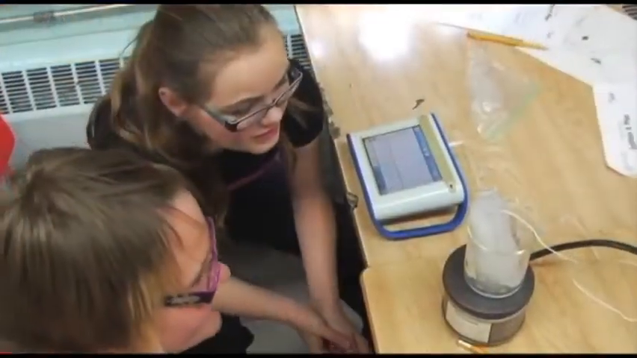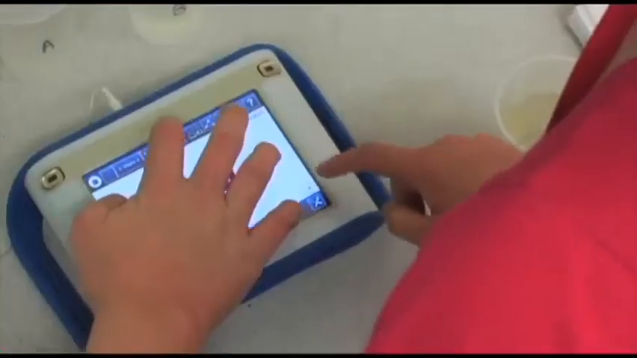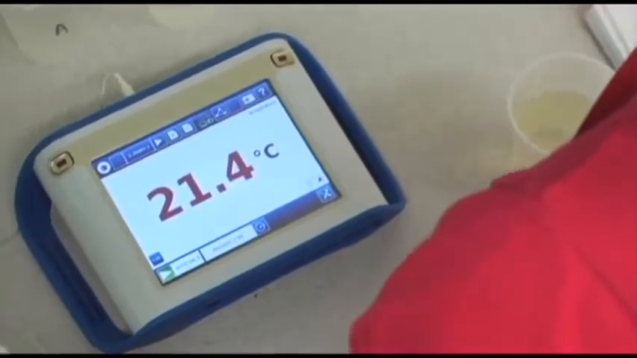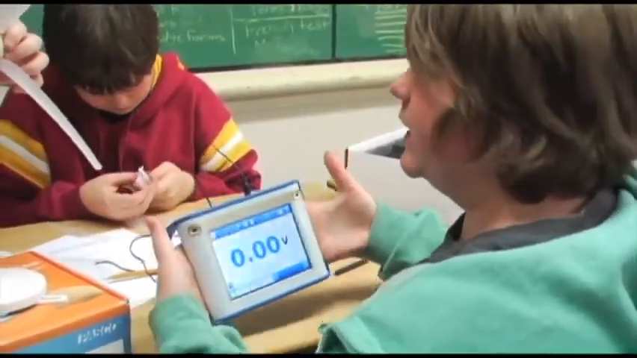The Spark data logger system, with its sensors and software, is a way of marrying software and technology so that students can actually collect really authentic data, and a lot of different kinds of data. So they can collect temperature settings, they can get dissolved oxygen in liquids, pH values, heart rate, pressure.